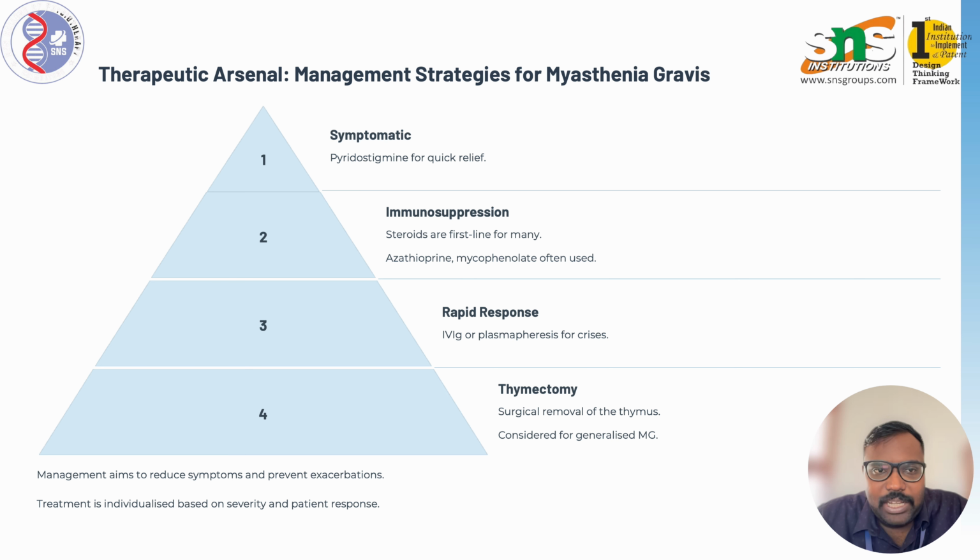Going for the therapeutic arsenal, there are management strategies. Managing a condition is most important. Symptomatic and immunosuppression drugs, rapid response drugs, thymectomy. All these things will be helpful for the management of myasthenia gravis. The steroids, azathioprine, mycophenolate, IVIG, plasmapheresis, and the surgical removal of the thymus are helpful in the management of myasthenia gravis.